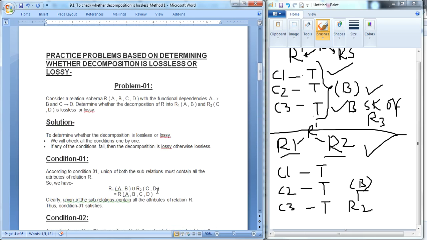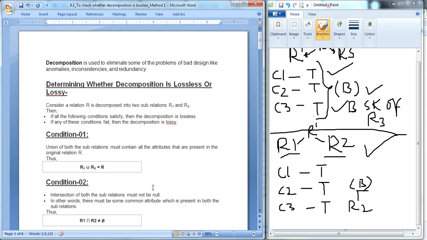Okay, the exam may contain this type of question. It gives some relation and we need to verify whether the given decomposition is lossy or lossless.